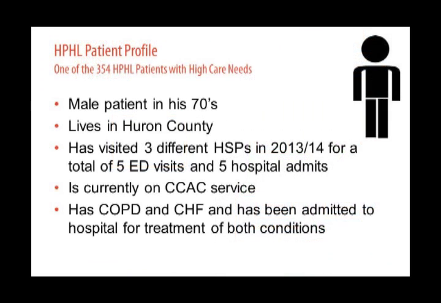So to give you an example, we're taking a patient from the Huron-Perth Health Link that has identified high care needs. So this is one of the 354 people that we have identified from Huron-Perth. This person happens to be a male in his 70s, lives in Huron County, has visited 3 different HSPs in 2013-14, contributing a total of 5 emergency department visits and 5 hospital admissions. He's currently on CCAC service and has COPD and CHF and has been admitted to hospital for treatment of both conditions.